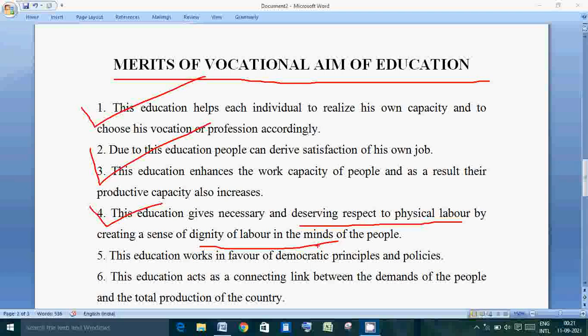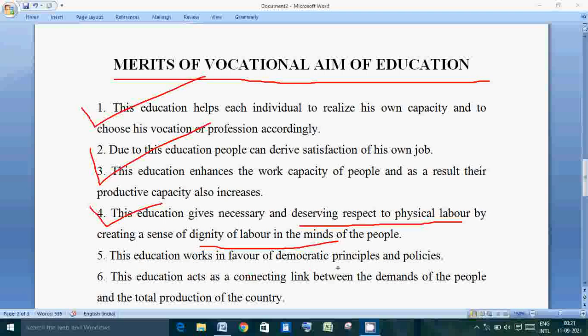So this vocational aim of education helps you to get that dignity, that respect, that recognition from the society that actually you deserve. Okay. Now, this education works in favor of democratic principles and policies. So, this vocational aim of education is not autocratic. You can choose your own ideas, your own thought, your own capabilities, your own potentialities has some value here.